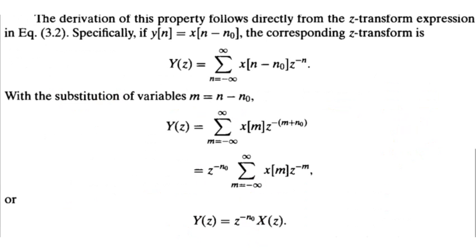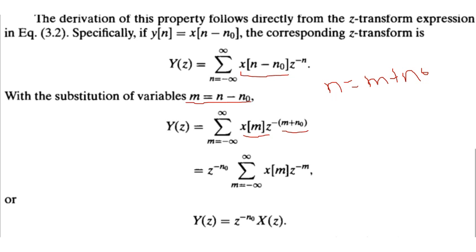So this is just the explanation of this property. We have replaced x of n with x of n minus n naught, and then we say that n minus n naught is equal to m, and then we solve it. We replace x of m here, so n becomes m plus n naught, which we have substituted here.